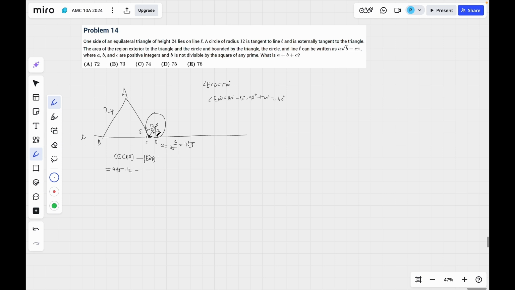Now the sector EOD has an angle of EOD, which is 60 degrees. So we can find its area with 60 over 360 multiplied by the full area of the circle, which is 12 squared times pi. And now we simplify, we get 48 root 3 minus 24 pi. And now we add these up, and so our final answer is D.